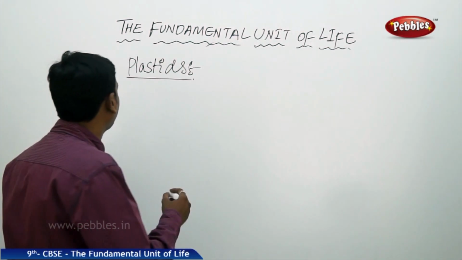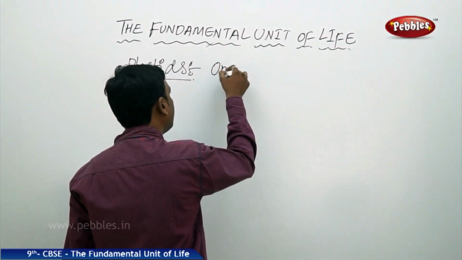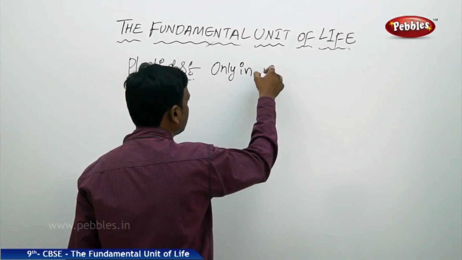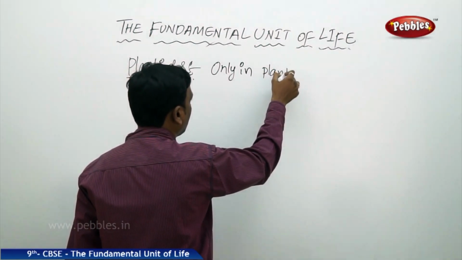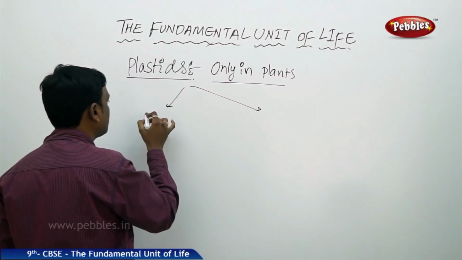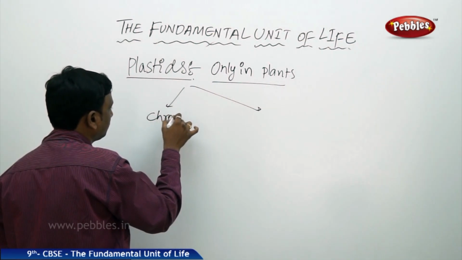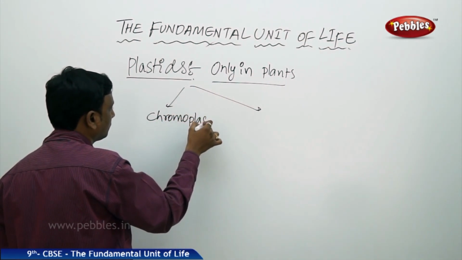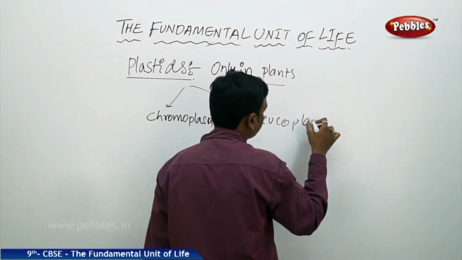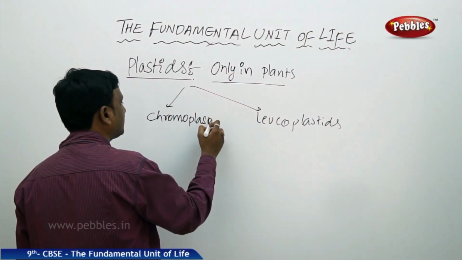So the other cell organelle is plastids. Plastids are found only in plants. You do not find any plastids in animals. So they are only found in plants. Plastids are basically of two types. They are chromoplasts and leucoplasts.